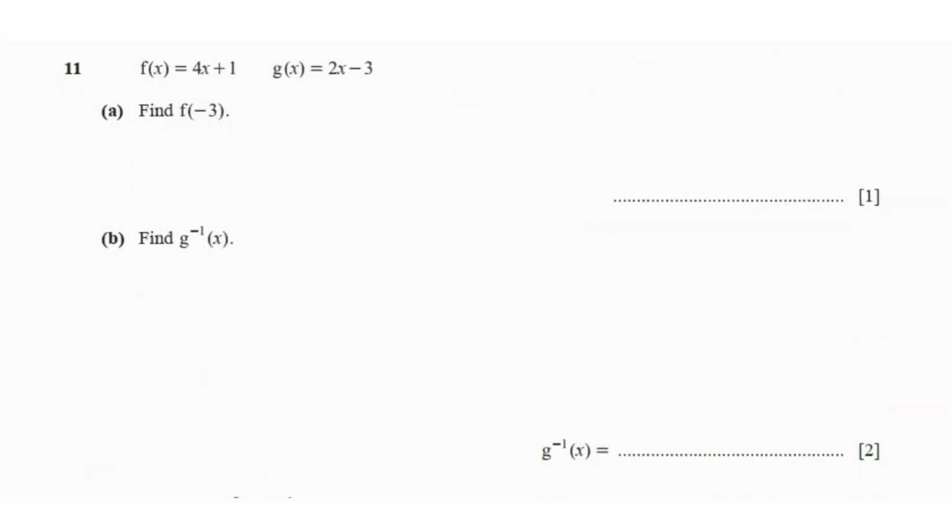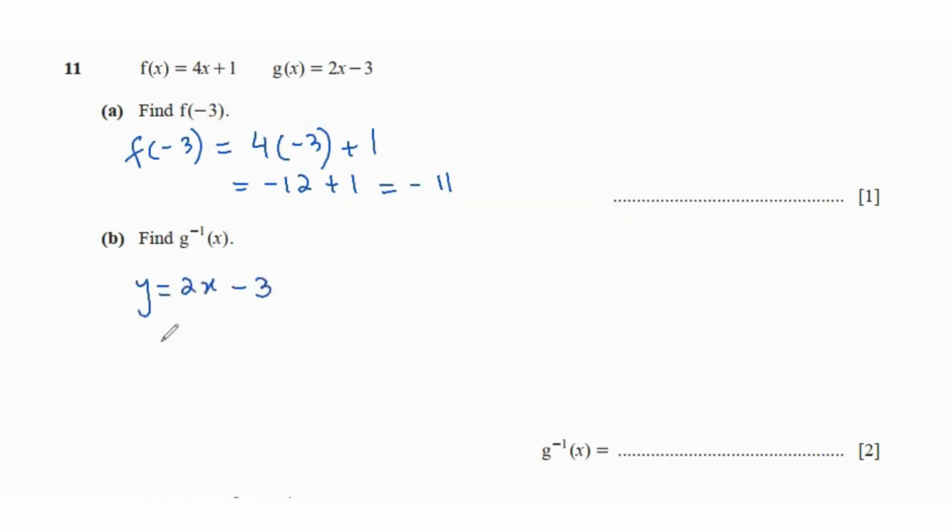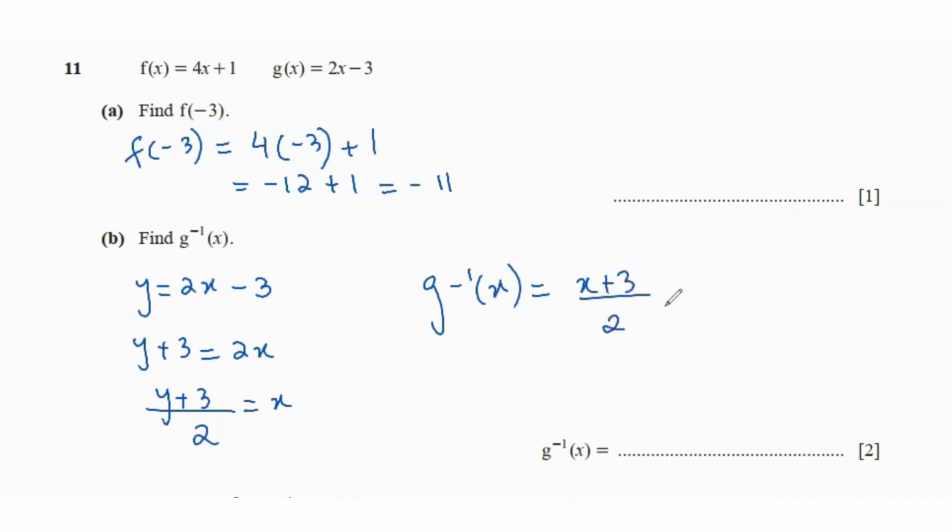We have two functions, f and g. First, they're asking us to find f of -3. That's going to be 4 times -3 plus 1, which is -12 plus 1, and that is -11. Then for g inverse, y equals 2x minus 3. Make x the subject now, so y plus 3 equals 2x. Y plus 3 over 2. So g inverse of x is x plus 3 over 2. What we did in the last step was we replaced x with g inverse of x and y with x.